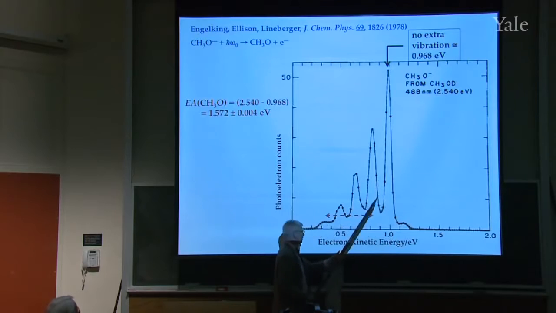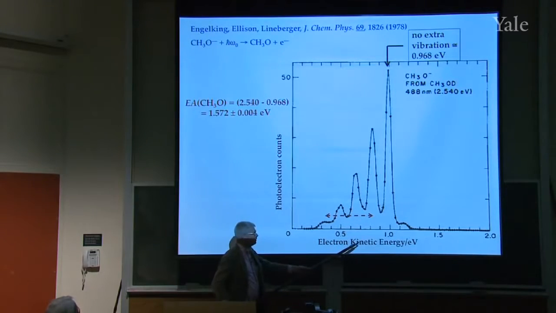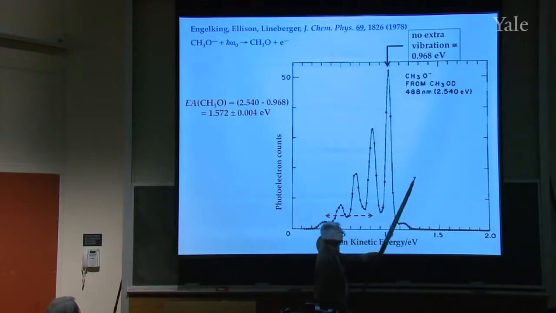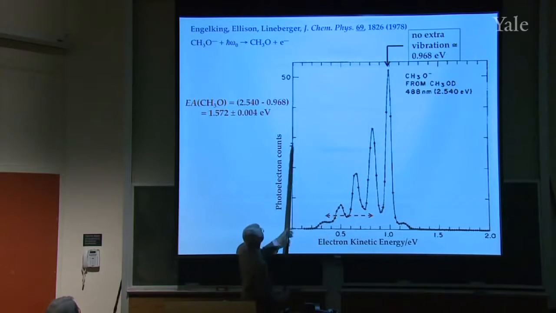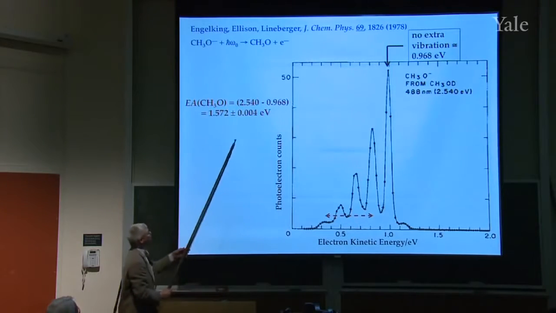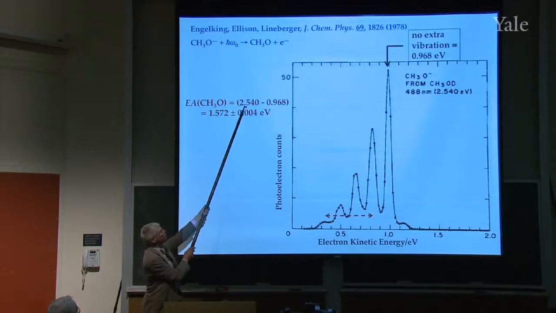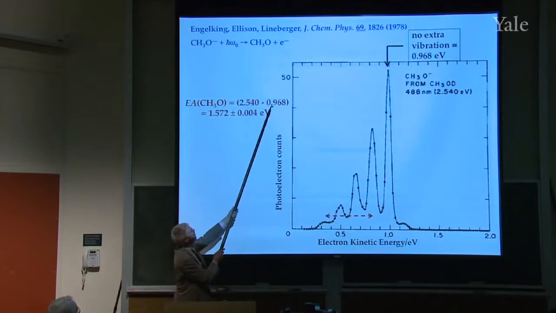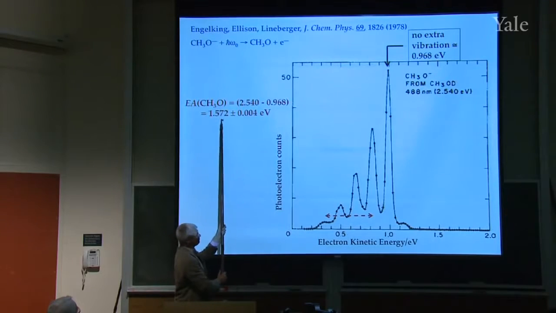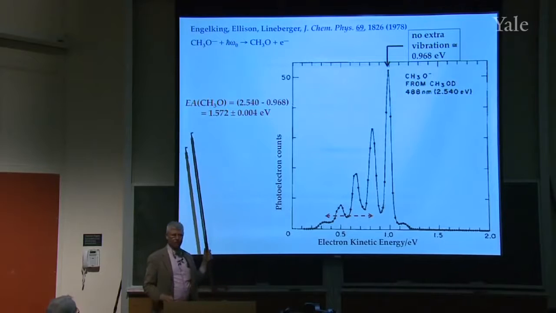So think about this. This is the photoelectron kinetic energy of electrons coming out. No electrons can come out with more than 2.54 eV, because that's all I put in. The first time you see electron counts is at about 1 eV. When you actually measure it, it's 0.968 eV. So the way you get the electron affinity is, if you put 2.54 eV in and you measure 0.968 coming out, then the difference is 1.572, plus or minus 4 millielectron volts. And that's how you do it.